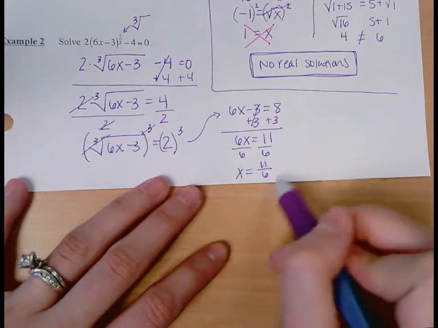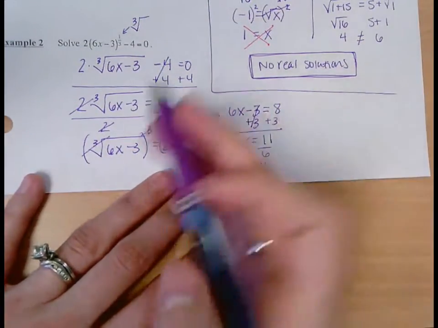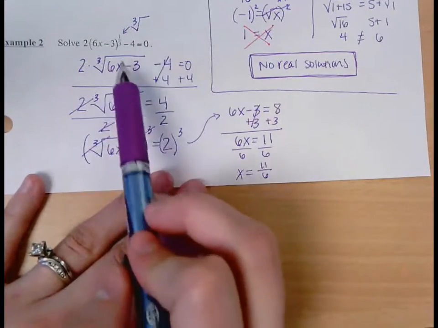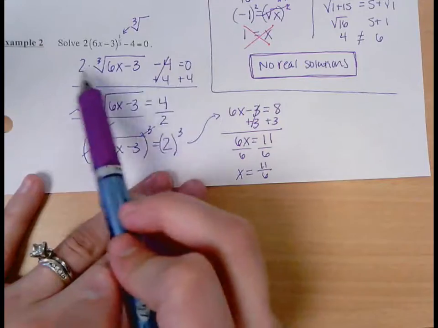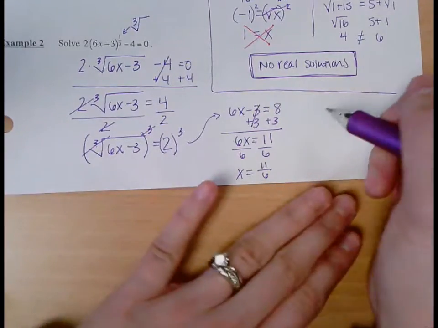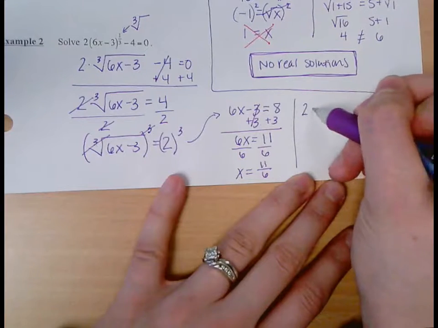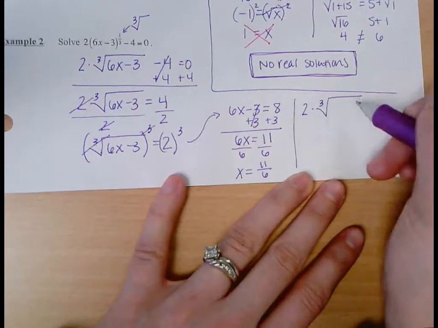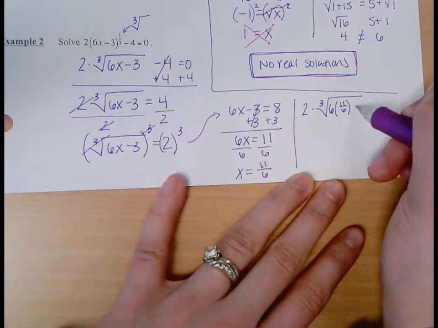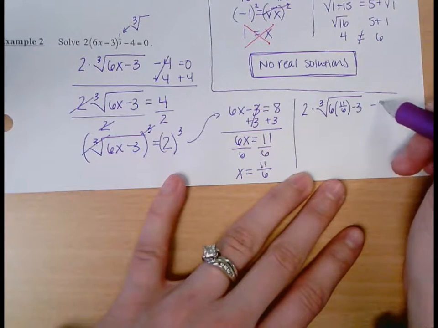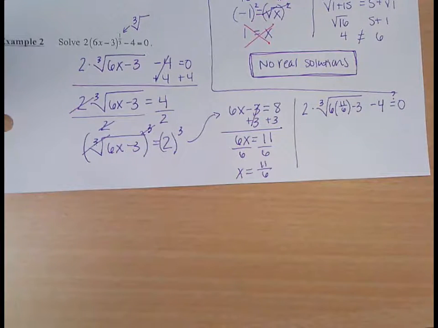So we should check this before we actually say it's our answer. And you could check it in the original, or you could even check it in the radical form. That would be fine. So I'll plug it back into the radical form. So 2 times the cube root of 6 times 11 over 6 minus 3, and then minus 4 on the outside. I want to know, does that actually equal 0?